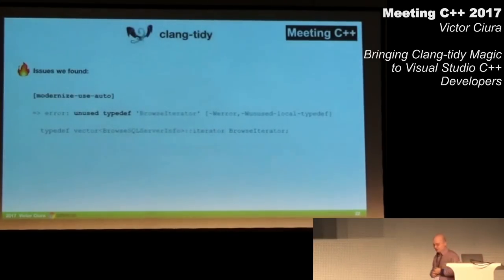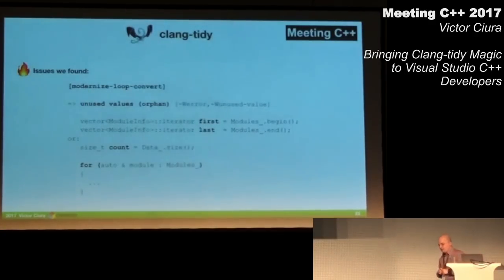Use auto, something we embraced and we love it, but it left us with some unused type defs that were used as iterators, and we had to clean those up by hand, unfortunately. Range-based for loop conversions left us with some unused values, like iterator ranges. In this example, first and last remained orphaned after the loop counter was used. This was a frequent issue that we had to clean up by hand.